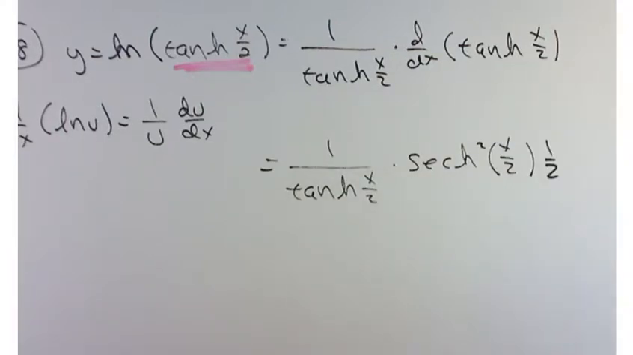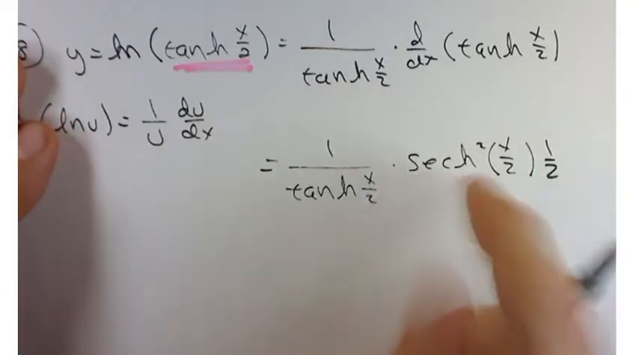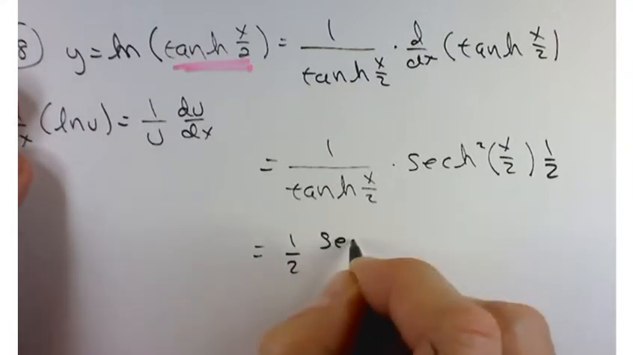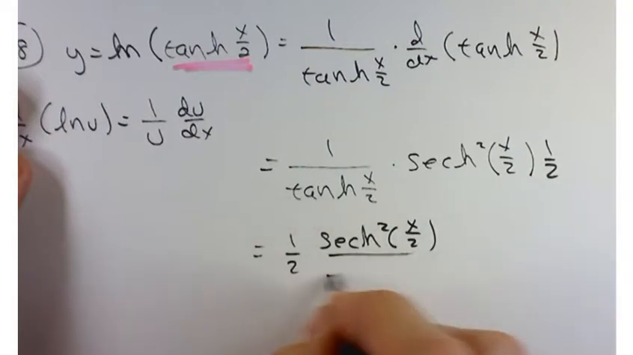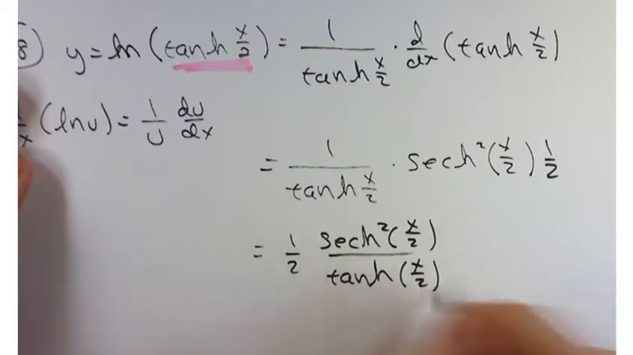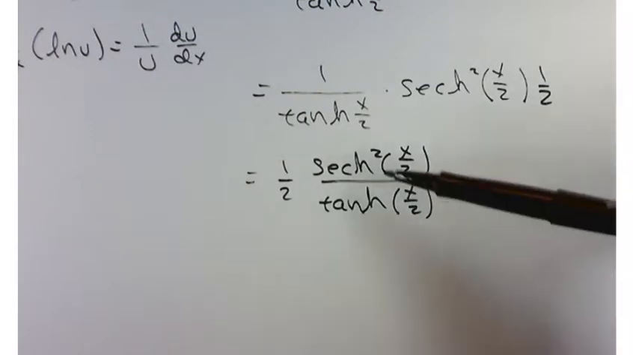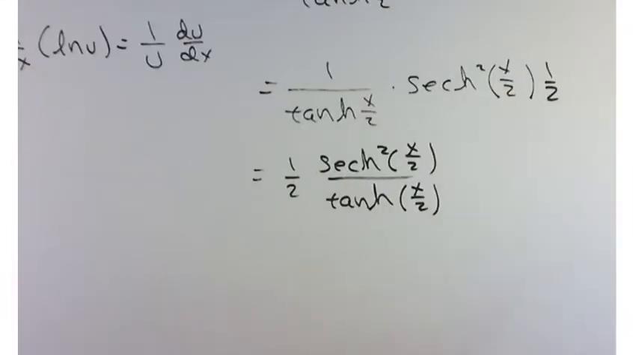That may or may not clean up some. We'll put this up here. 1/2 times hyperbolic secant squared over tanh of x over 2. You would get some simplification here because there's a cosh term that could cancel out, but I don't want to get too mired in the algebra here. Let's just leave it like this. That's a reasonable place to leave it.